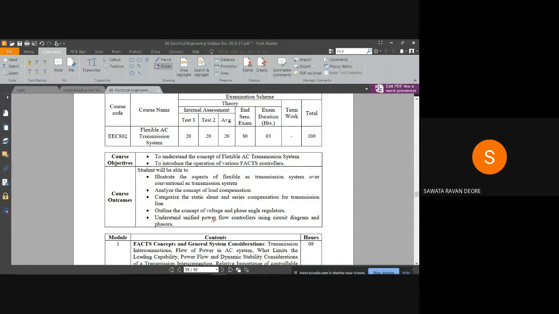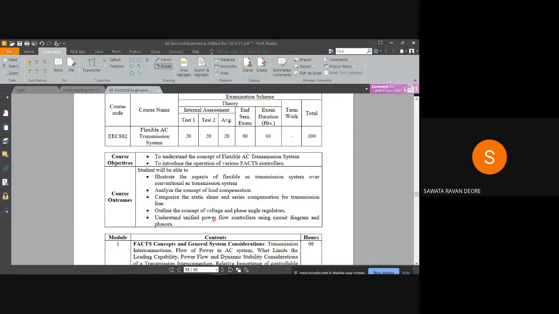At the end, obviously, the outcomes are that students will be able to illustrate the different aspects of flexible AC transmission system or the conventional AC transmission system. That means what the limitations of conventional AC transmission system are, and how those limitations can be overcome by means of a FACTS controller, that you will understand.